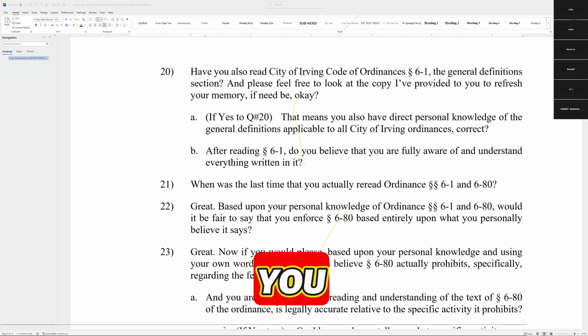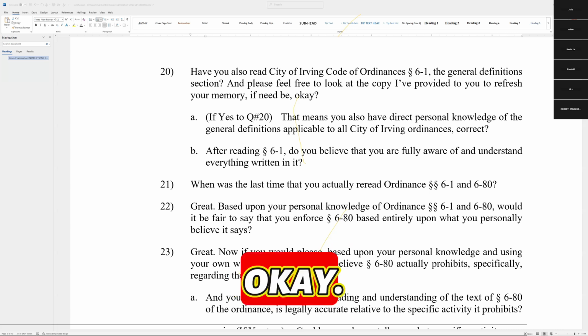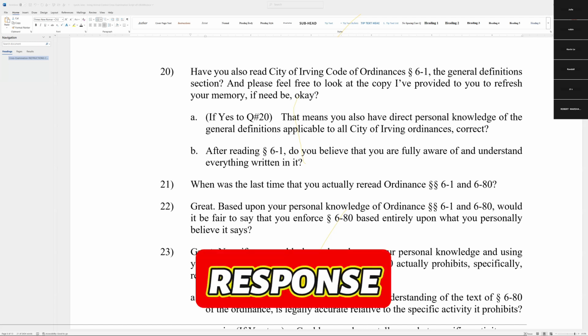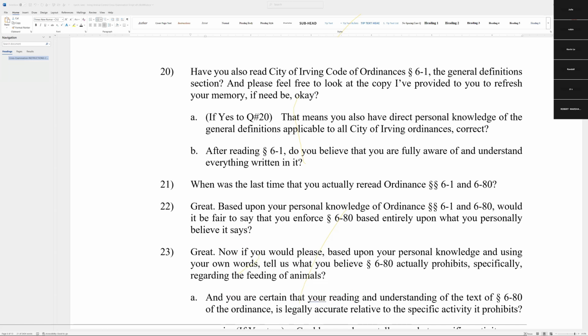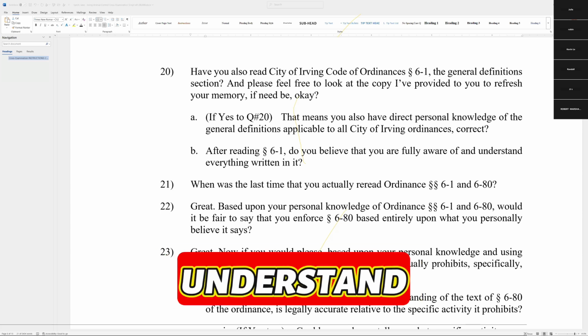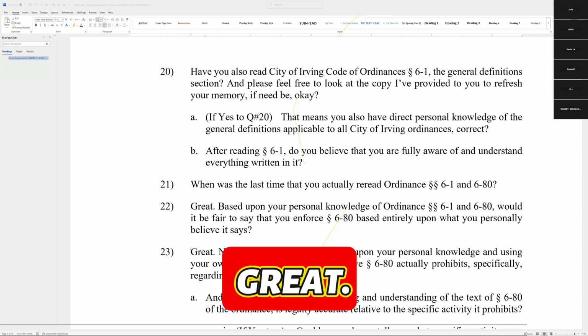Now, when was the last time you actually reread ordinance section 6-1 and 6-80? Okay. How's that an okay response? I said today. You reread it today before you came to trial to give this testimony? Yes. So you are absolutely refreshed and familiar with what it says. Yes. And therefore you believe for certainty that you understand what it says and what it means. Yes. Okay, great.